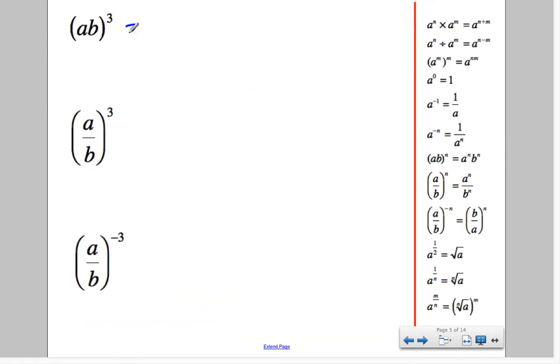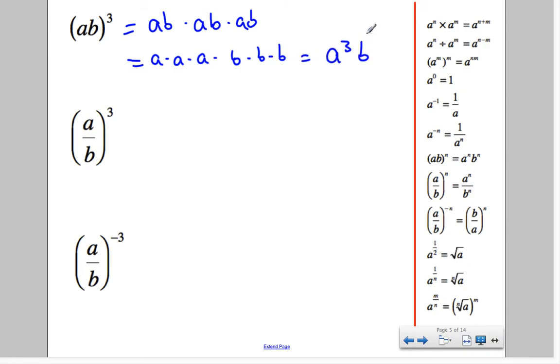All right, what if we've got a multiplication? Well, ab cubed is ab times ab times ab. This is a long string of multiplication. It doesn't matter what order I multiply in, so that's the same as a times a times a times b times b times b, which is a cubed, b cubed. So you notice we were able to distribute the 3.